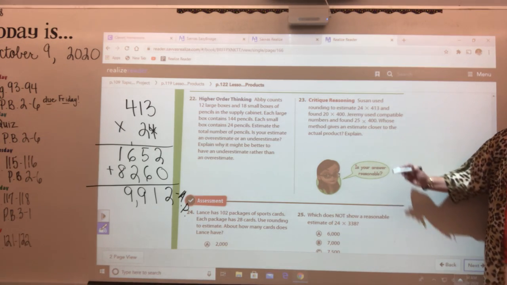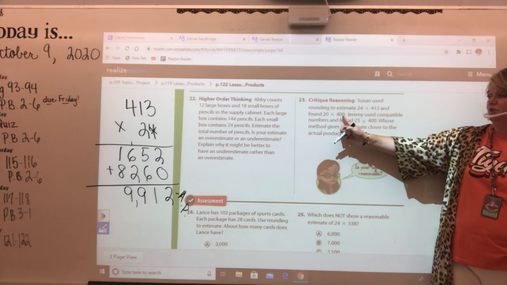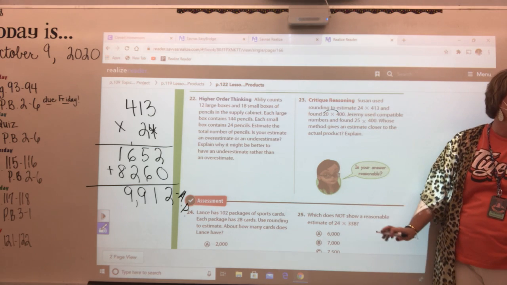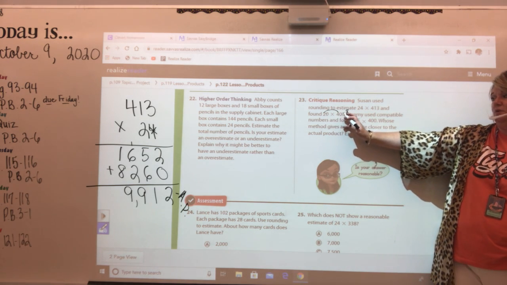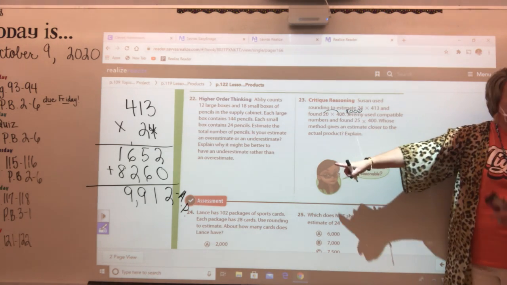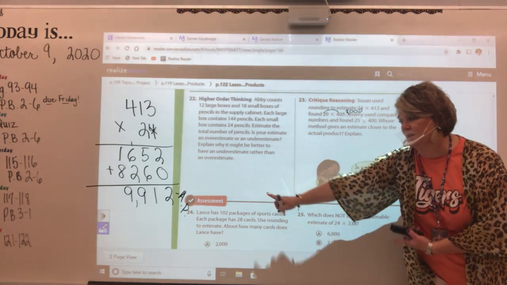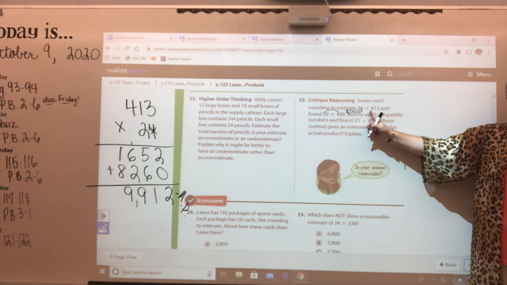All eyes up here. Susan changed 24 to 20, like it. 413 to 400. I like it. When you multiply 4 times 2, what's she going to get right there? 8 with 1, 2, 3 zeros. Okay, what's our actual product? What's our AP? Hey, what's our actual product? 9,912. What's Susan's product? 8,000. Seems a little low to me. Y'all think so? Seems a little low.